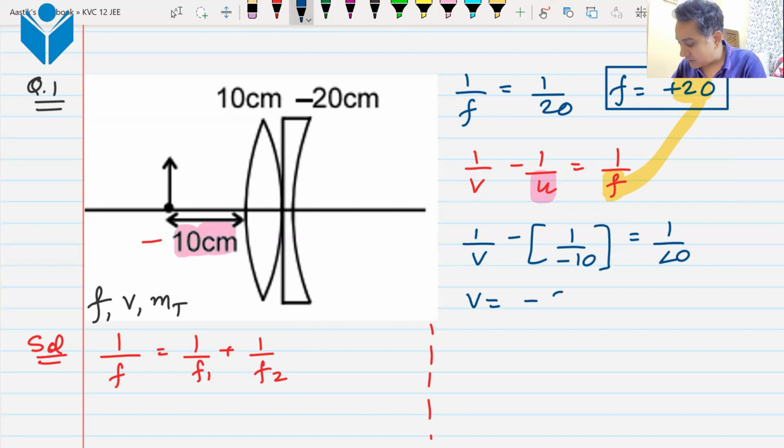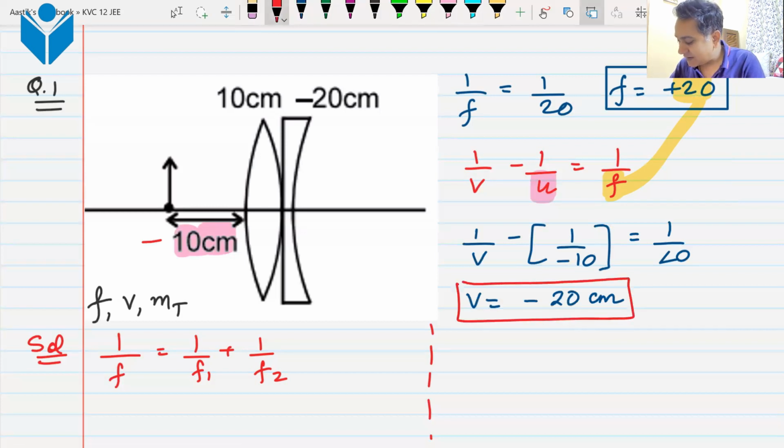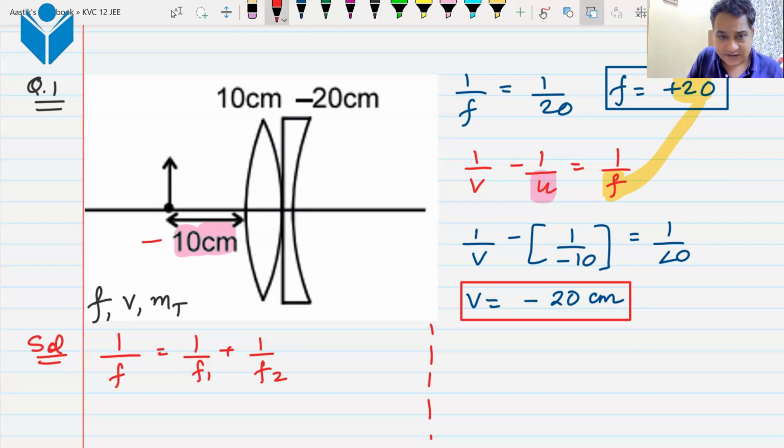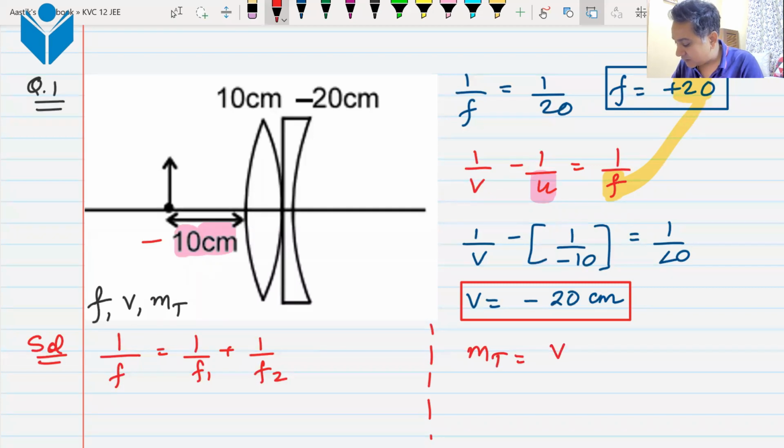V, I think, will come as minus 20 centimeters. Yes or no? Yes, sir. Well done. Once I have the value of V and the value of U, nothing else matters, because then the transverse magnification formula can be put. Transverse magnification is V by U for a lens. Remember, for a mirror, it is minus V by U. Please remember, put the values, get the answer and stay happy.